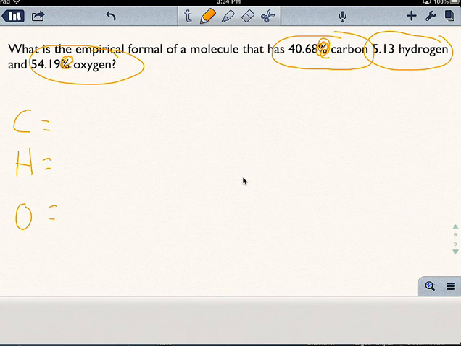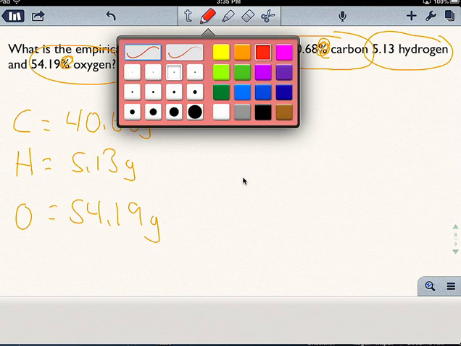So for carbon, we have 40.68 grams. For hydrogen, we have 5.13 grams. And for oxygen, we have 54.19 grams. Okay, now we're going to change these to moles.